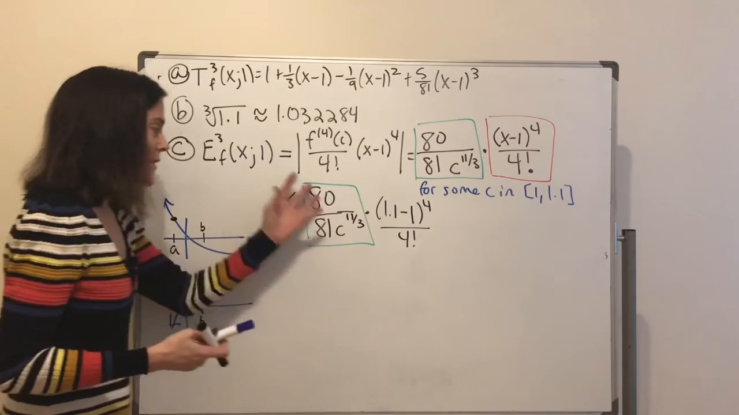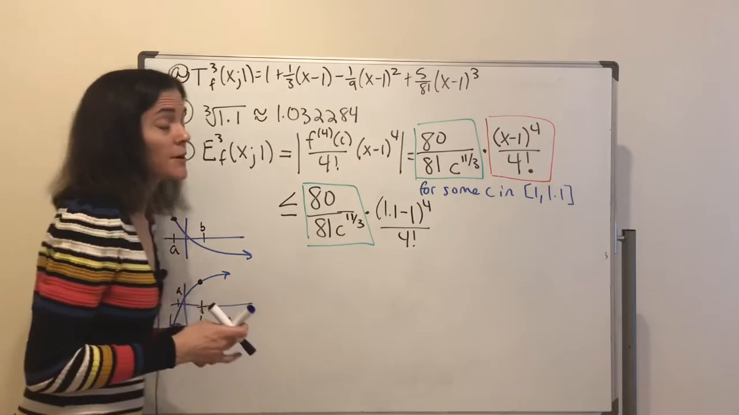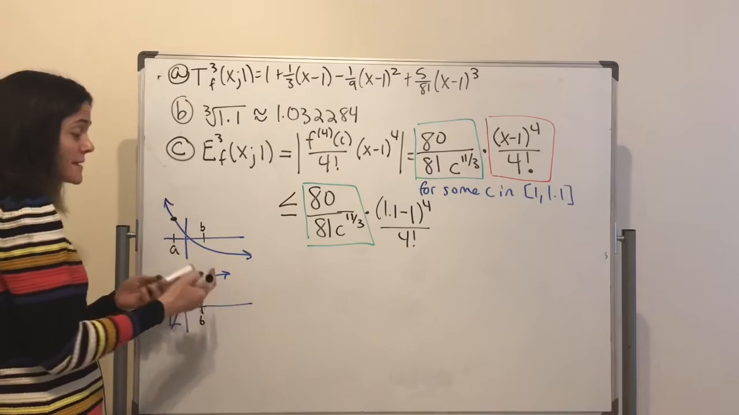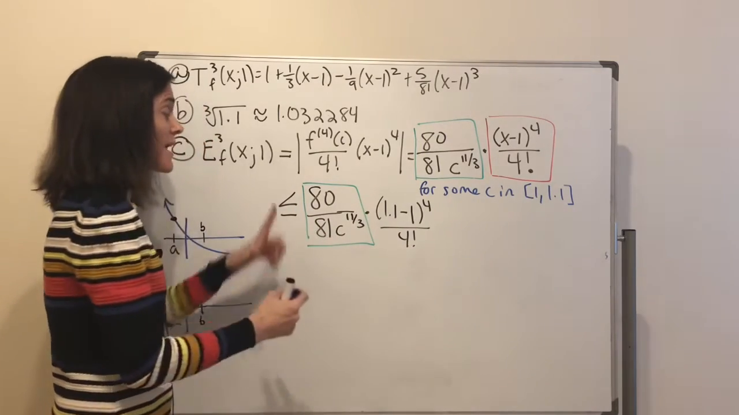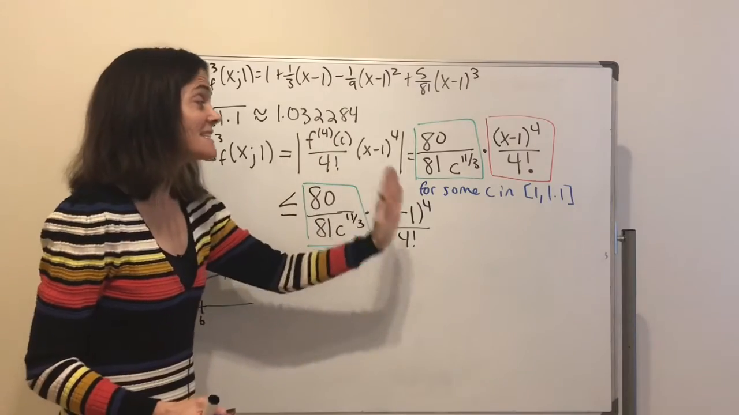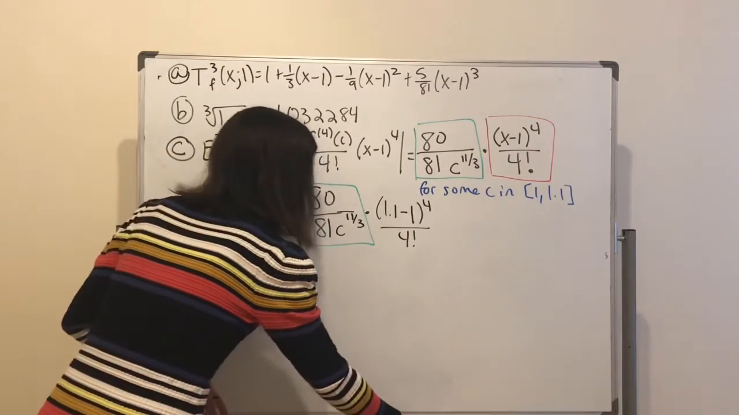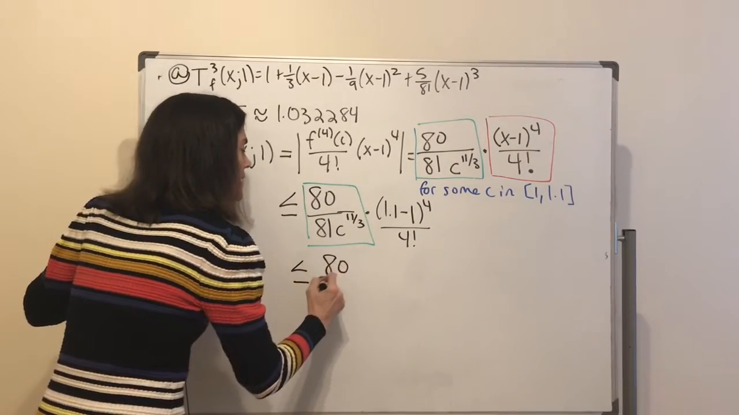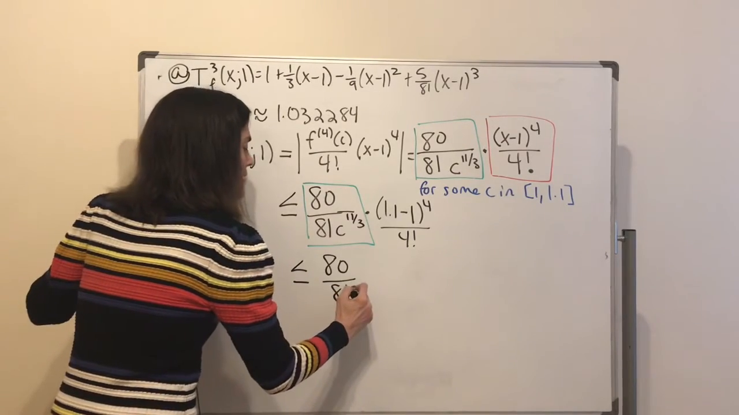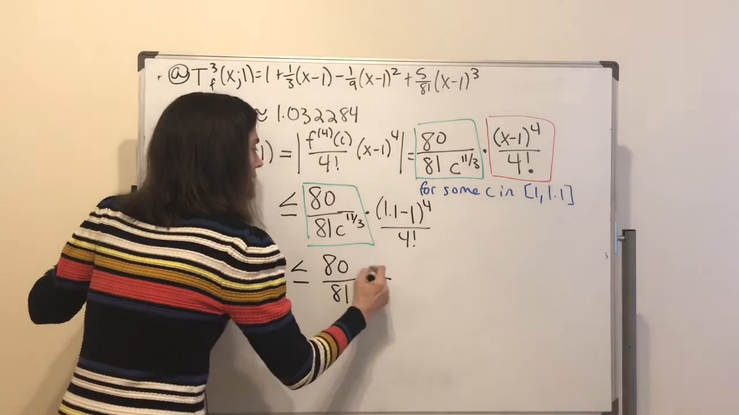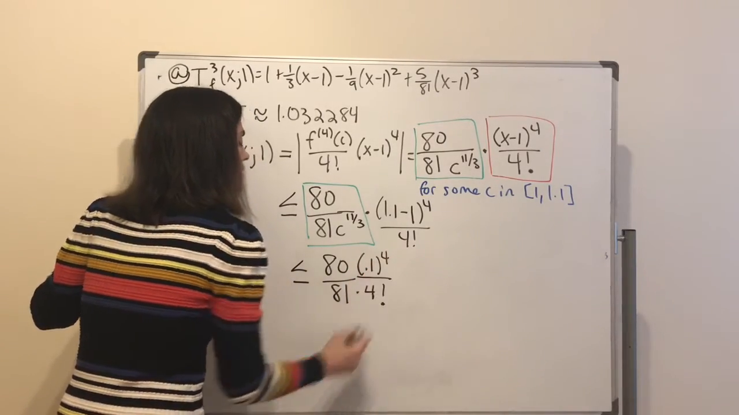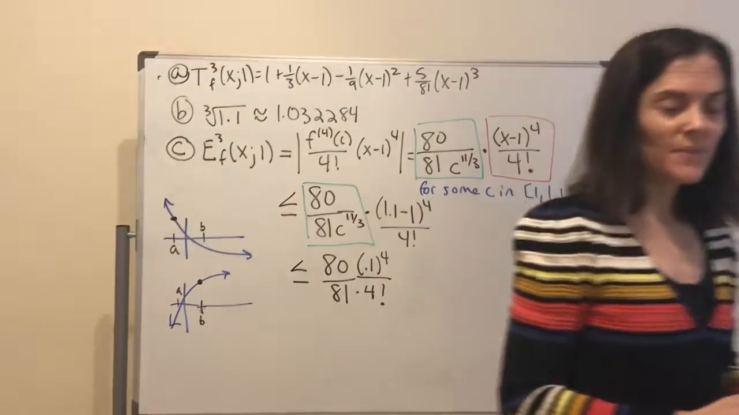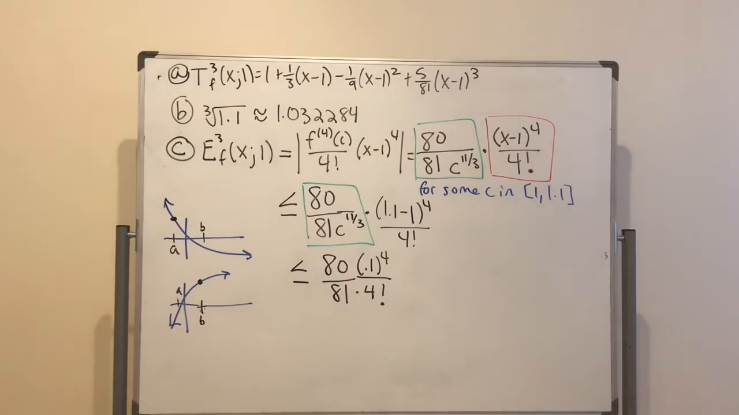Okay, so here, if we look at this function, well, the denominator is growing. This is decreasing, so it's going to be like this. So the largest this can be will be at the left endpoint, which is at c equals 1. This is the largest it can be. Okay, so this will be less than or equal to, I evaluate at 1, I get 80 over 81, and then in the denominator I have a 4 factorial, and here I have 0.1 to the 4. Like this. This is the upper bound for error.